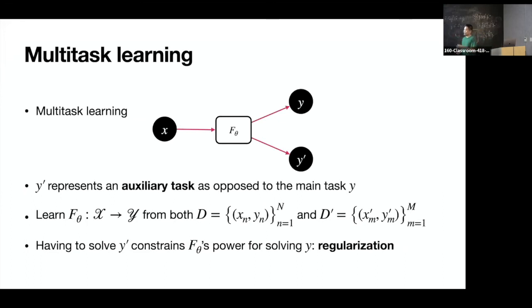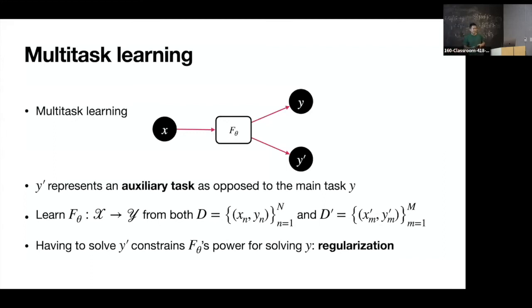And when I say one problem or one task, that actually corresponds to one type of target, y. Now in multitask learning, we want to build a system to solve the main task y, while also making it solve the auxiliary task y prime. And when we try to get that f of theta, we use not only the main task data set D that consists of the x and y pairs, but also the D prime, where we have the x and y prime pairs as well.